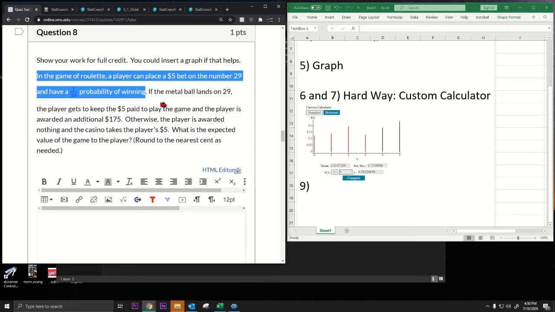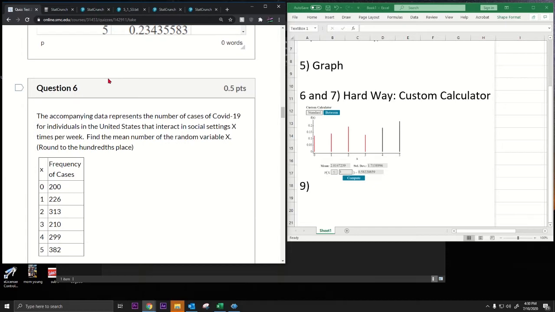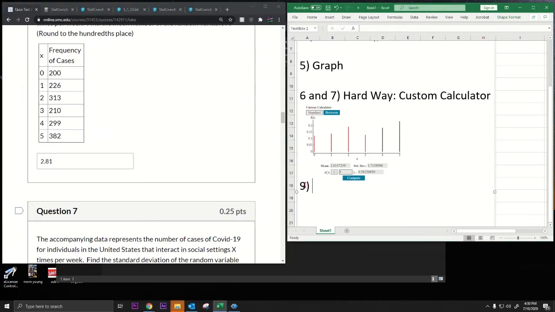Okay, let's see. Back to this gambling problem. Number 9. Wait, is this number 9 or 8? Let's see. 6, 7. Wow. What happened to 8? 7, 8, 9. I guess 7, 8, 8. But now we're back to 8. Alright.